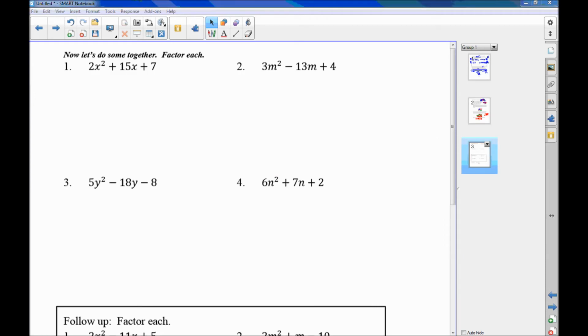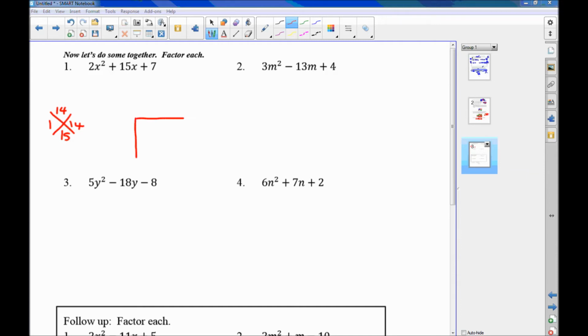Okay. All right, so let's do some of these together. So factor each is our directions. So remember, all the stuff that we do is just scratch work to try to get to our answer. So we'll put the scratch work on here, but the final answer is the only thing that's needed. Okay. So first things, we need to solve our little puzzle. The top would be 2 times 7 for 14, and the bottom is 15. So it's going to be 1 and 14 will multiply to make 14 and add to make 15.